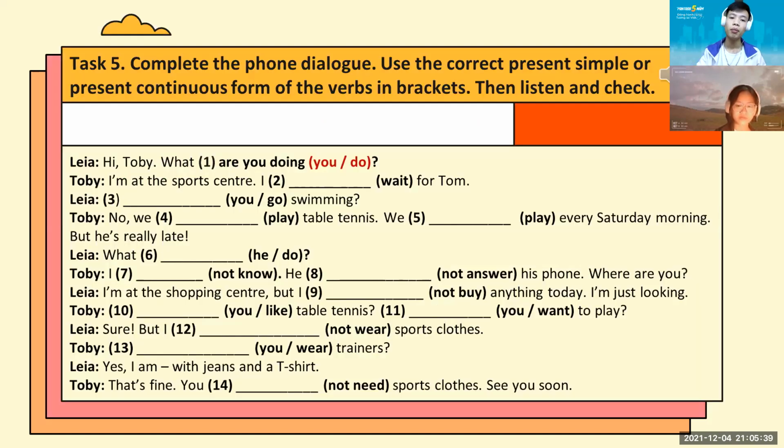Now, let's move to task 5. Let's complete the dialogue. Use the present simple or present continuous form of the verbs in brackets. Then listen and check. Right? Now let's look at number one, an example. Hi, Toby. What are you doing? Let's pay attention to the cues for each tense, okay?